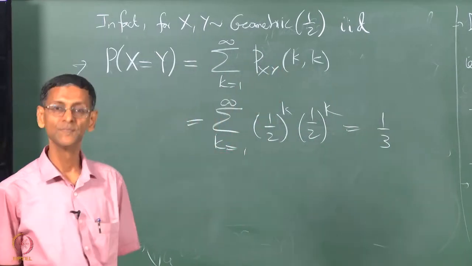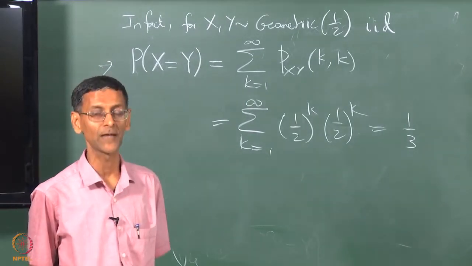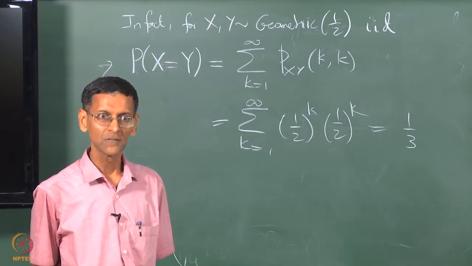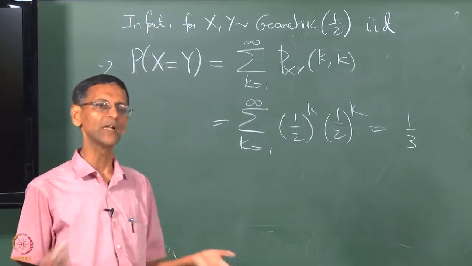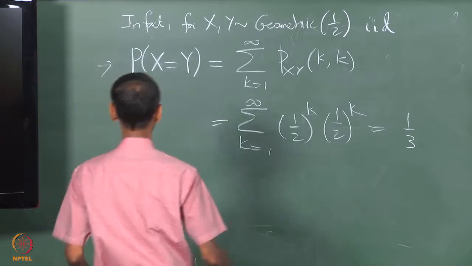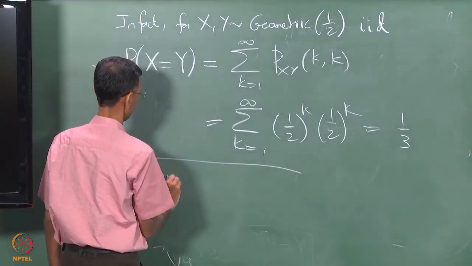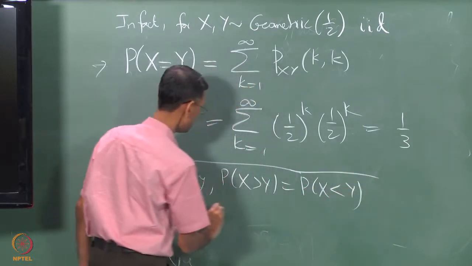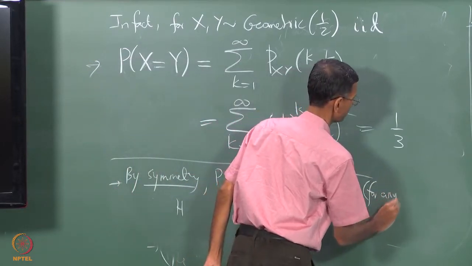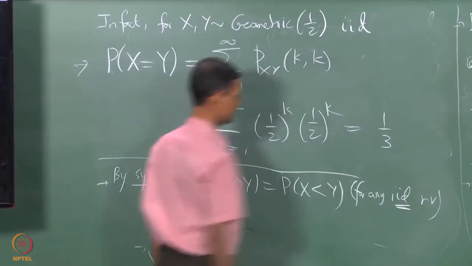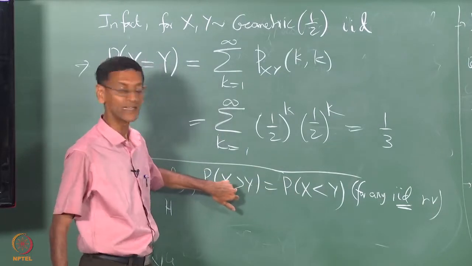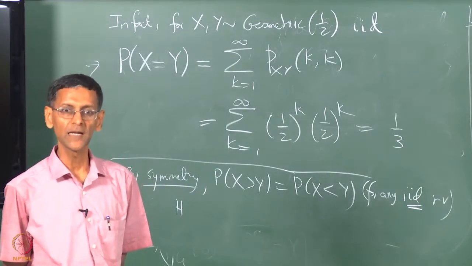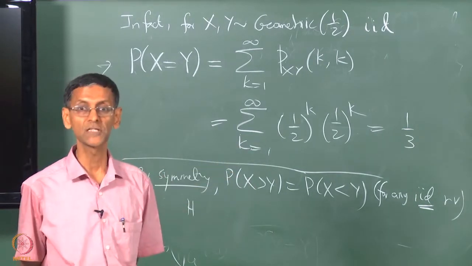Okay, fine. What is the probability from this? Can you infer that x is going to be greater than y and less than y? 1 by 3, 1 by 3. Remember I said symmetry can always be used. When you have IID random variables, probability x greater than y will be equal to the probability x less than y. Remember I am not using equals anywhere: x strictly greater than y and x strictly less than y. I am deliberately leaving out the equality, because you cannot add it to either side, then you destroy the symmetry.